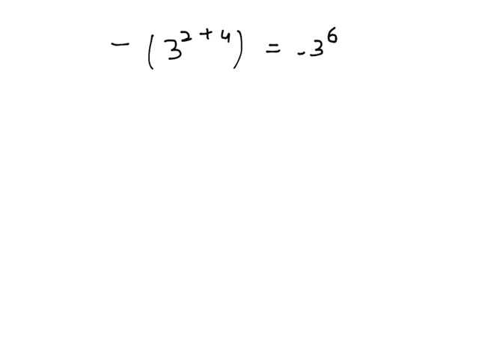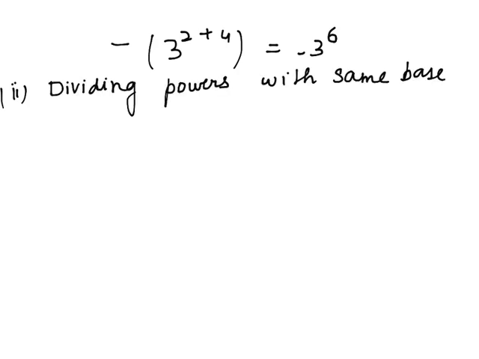The second rule is dividing powers with same base. In this, if we have x raised to the power a divided by x raised to the power b, here we have the same base and in between we have the divide sign. So in this our exponents will get subtracted. So we can write it as x raised to the power a minus b.